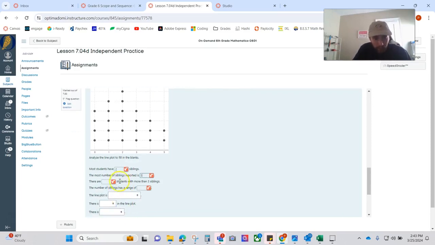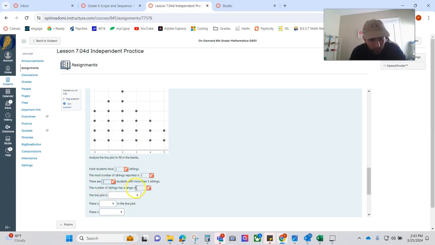There are blank students with more than 3 siblings. More than 3. So it doesn't say 3 or more. It just wants more than 3, right? So we're not going to count these dots for the 3 tower. We only want the 4. How many people have 4 siblings? How many people have 5 siblings? Because those are numbers more than 3. So I have 1, 2, 3, 4, 5 students that have more than 3 siblings. How many dots are more than 3 to the right of this 3 sibling tower?